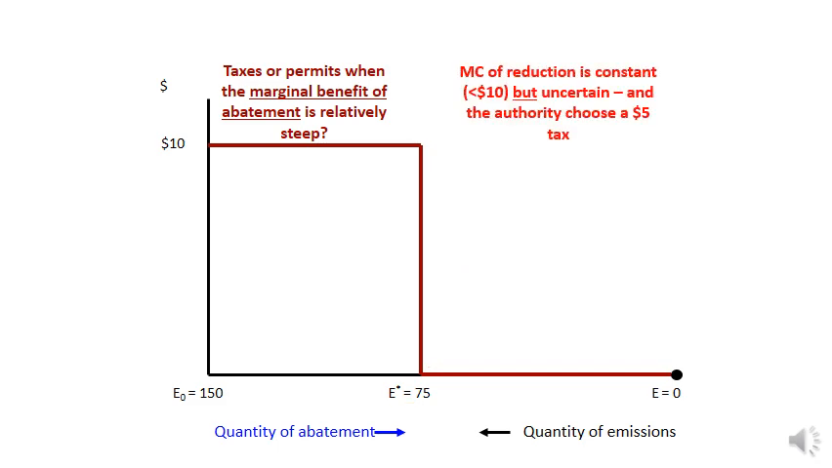So again, uncertainty is the problem. What happens if we have a constant marginal cost of abatement, marginal cost of pollution reduction, but we don't know what that cost is?